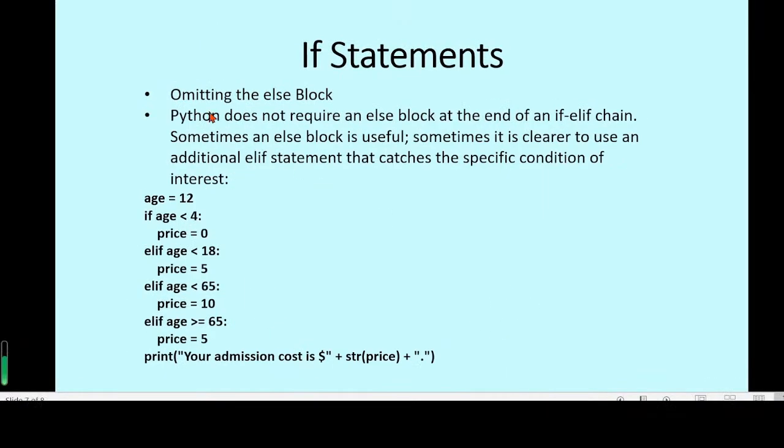And you can omit the else block. Python does not require an else block at the end of an if-elif chain. Sometimes an else block is useful. Sometimes it is clearer to use an additional elif statement that catches the specific condition of interest. So for example, age is 12 again, then we can run an if conditional test, then elif another one, then elif another one, then elif another one. So we do not use else here. We just use a very specific conditional test for each age group.